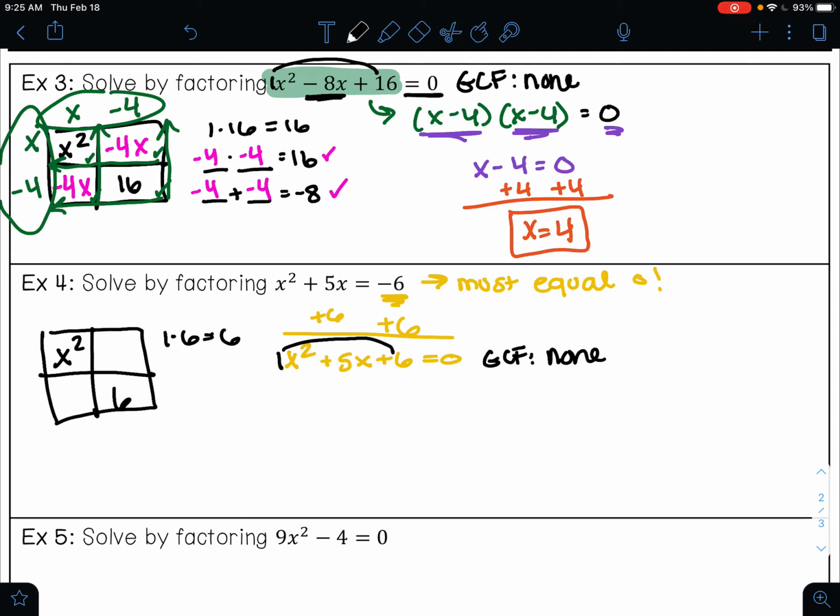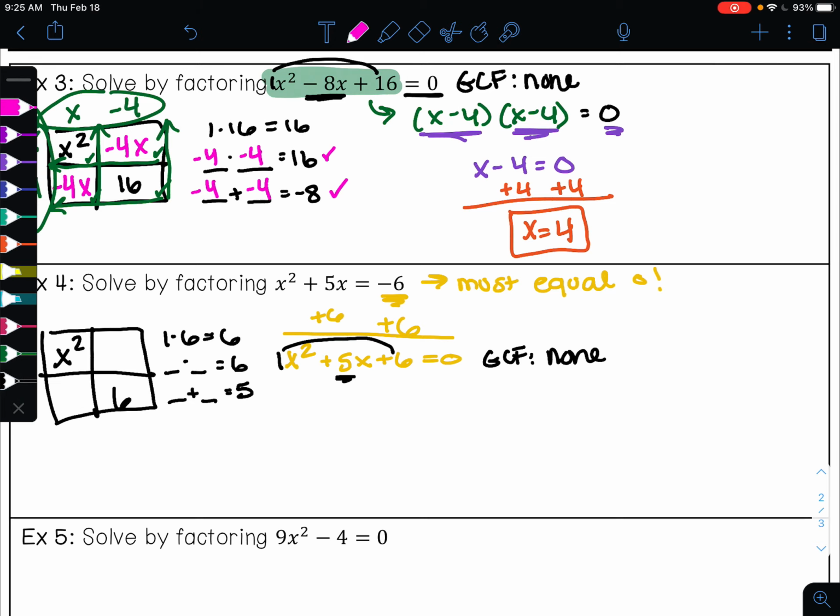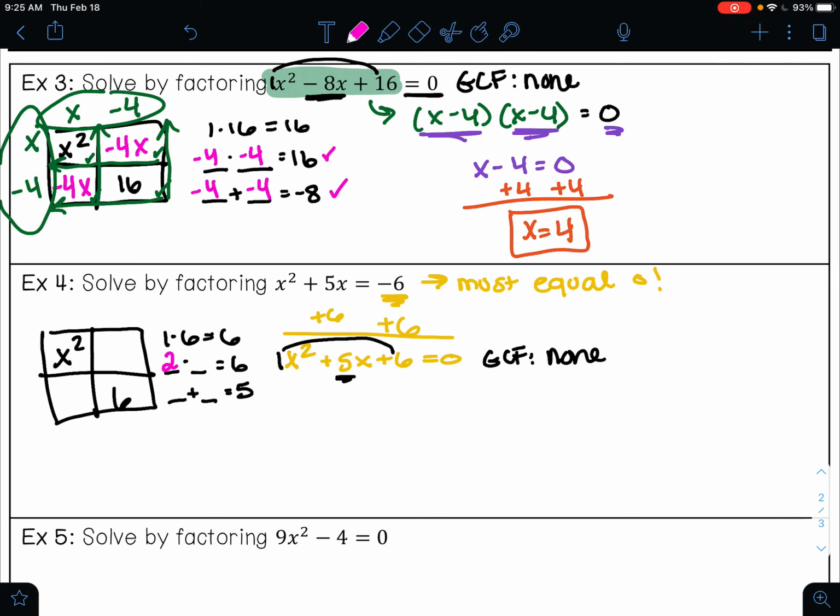1 times 6 is 6. So I'm looking for factors of 6 that add to my middle number of 5. And those two factors are 2 and 3. 2 times 3 is 6, and 2 plus 3 is 5. Order does not matter when you plug into the area model. So if you switch 2x and 3x, that is okay. We will get the same factors in the end.